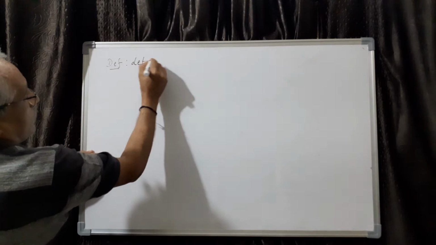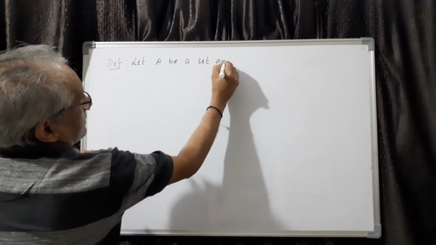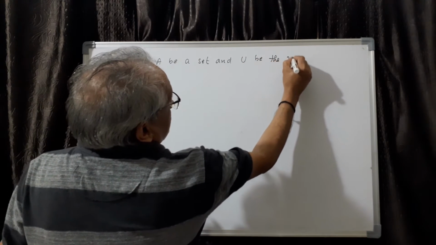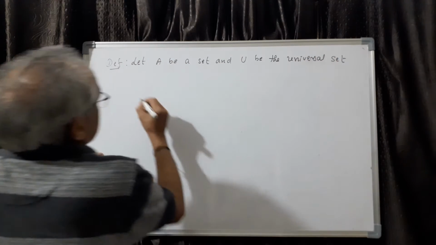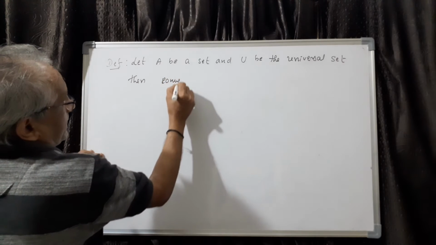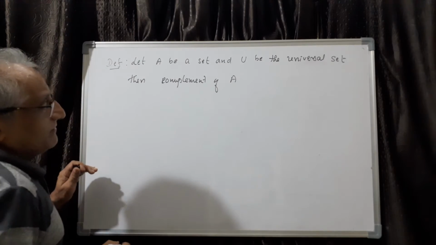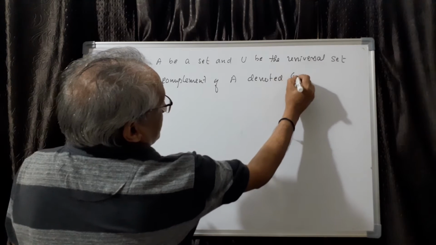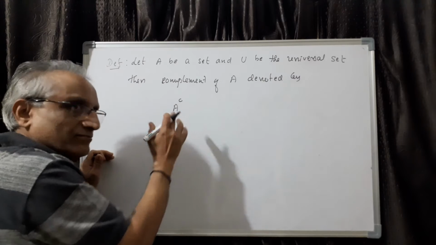Let A be a set and U be the universal set. Then complement of A can be denoted by A complement. In some textbooks they also use a dash. Both are one and the same.